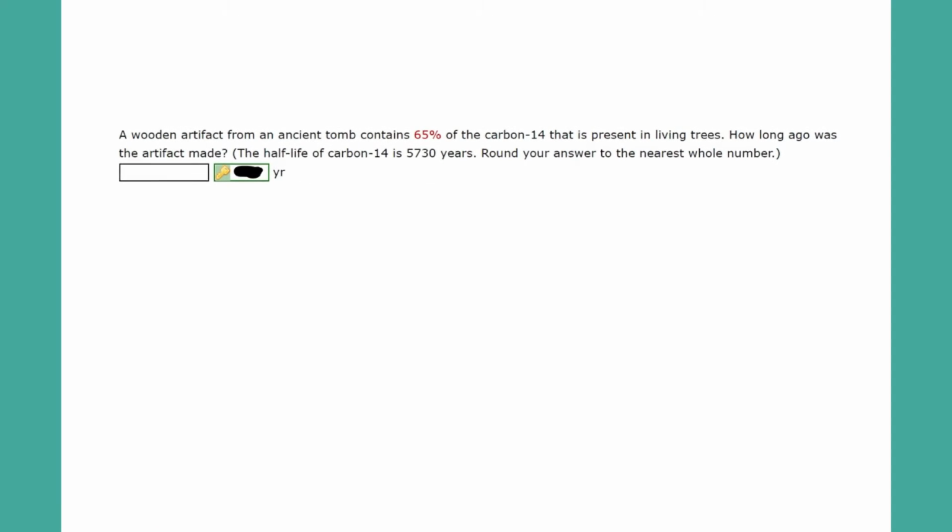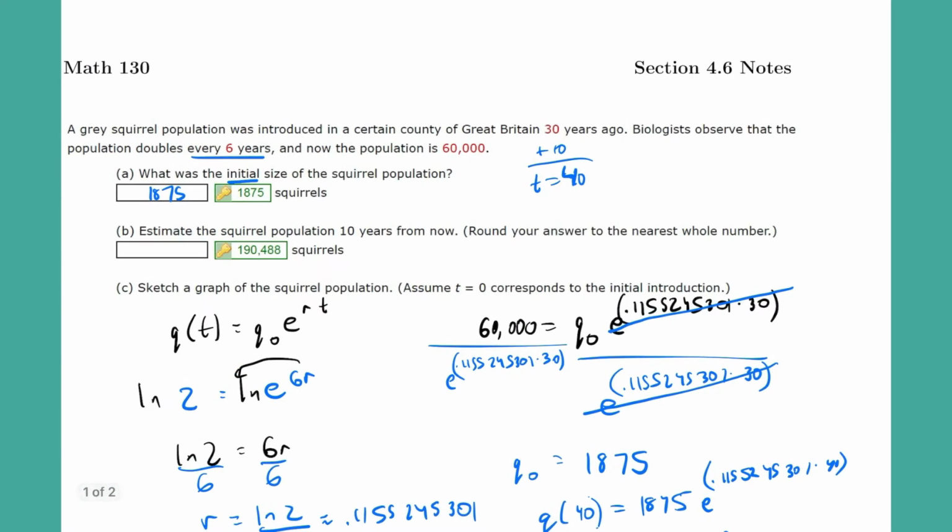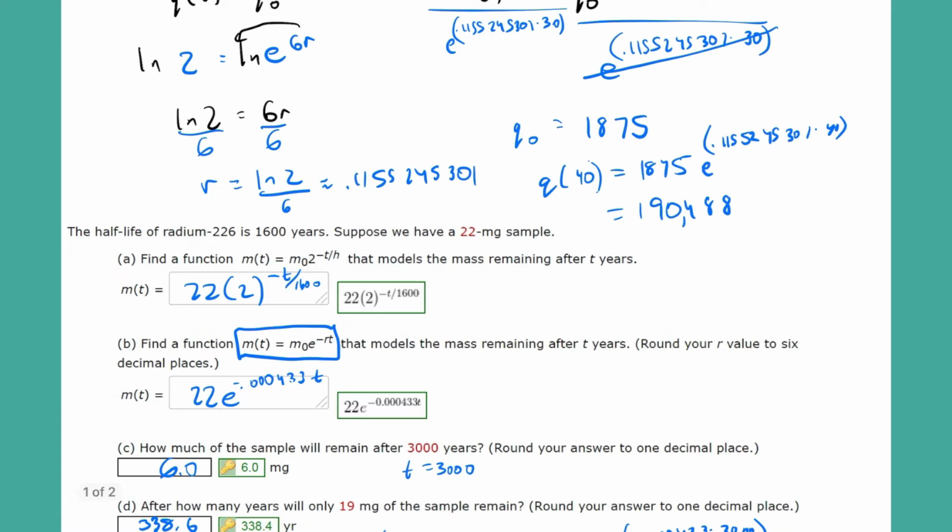All right, a wooden artifact from an ancient tomb contains 65% of the carbon-14 that is present in living trees. How long ago was the artifact made? So we're looking for time. All right, 65% remains. That means 0.65 remains. They tell us the half-life of carbon-14. So because they tell us the half-life, I recommend that we use this formula.